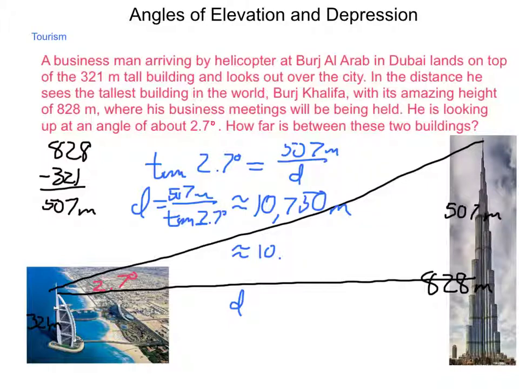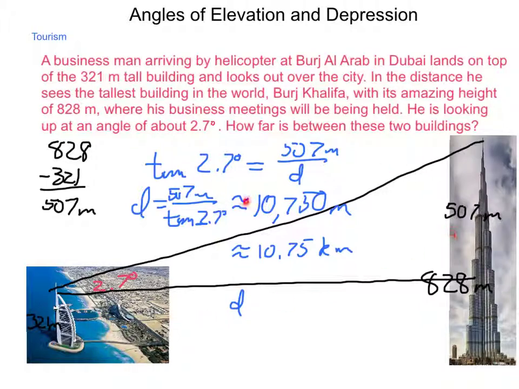Now converting that into kilometers, that comma just turns into a decimal point, and we're looking at about 10 3/4 kilometers between the buildings, or roughly about 6.8 miles. So these two landmarks in one of the fastest developing cities in the world are about 10 3/4 kilometers apart.